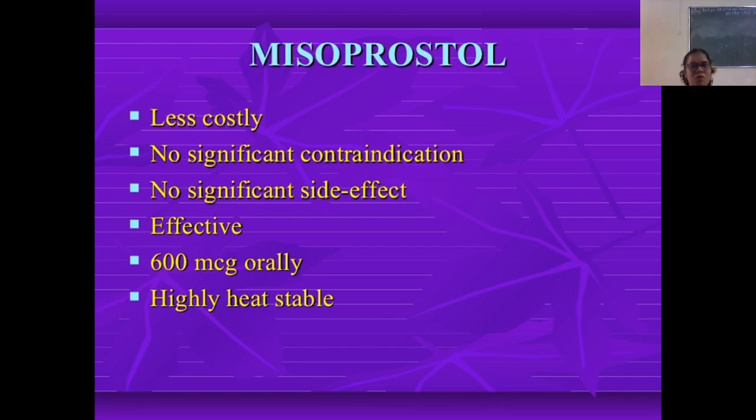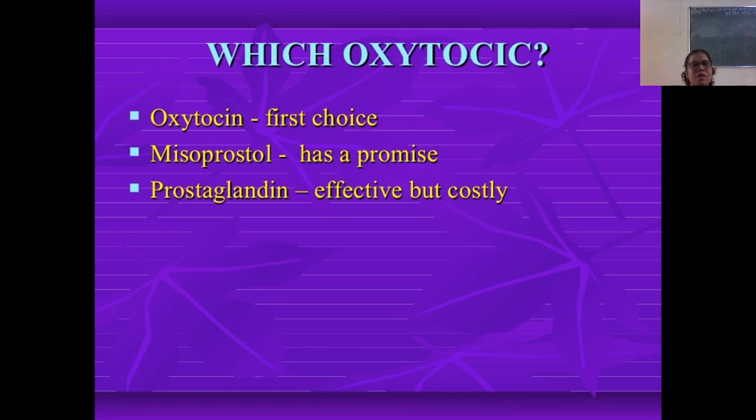Then misoprostol is less costly, and no significant contraindications are there and no significant side effects. It is a very effective drug given 600 micrograms orally and it is highly heat stable. And oxytocin is the first drug of choice. Misoprostol has a promise, and prostaglandin is effective but it is costly.